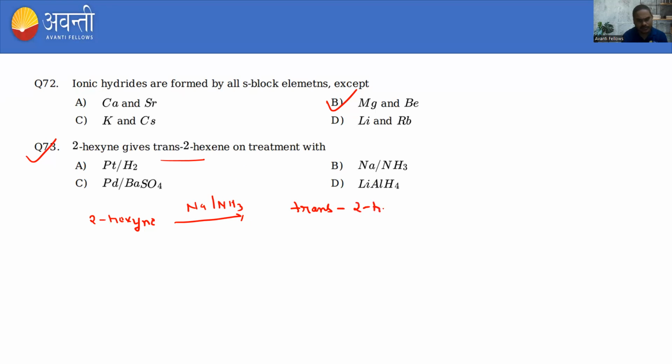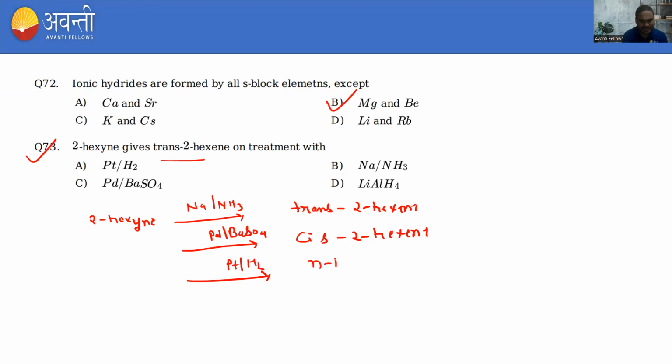trans-2-hexene, right? Whenever they are treated with Pd/BaSO4, they will produce cis-2-hexene. And whenever they are treated with Pt/H2, they will produce n-hexane. They will produce n-hexane. And when they are treated with LiAlH4, no reaction will take place.